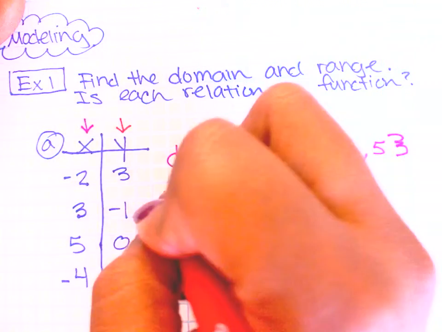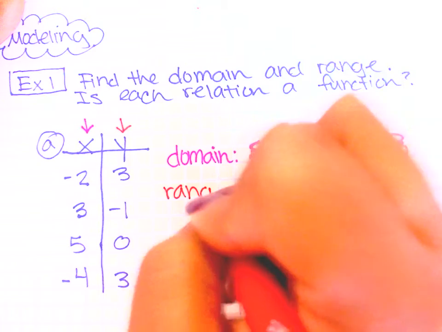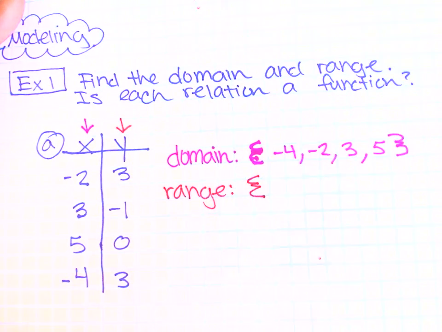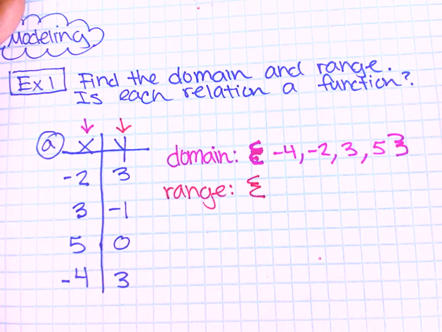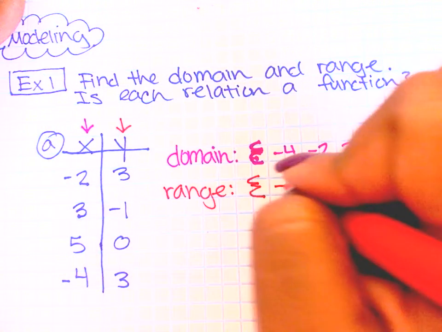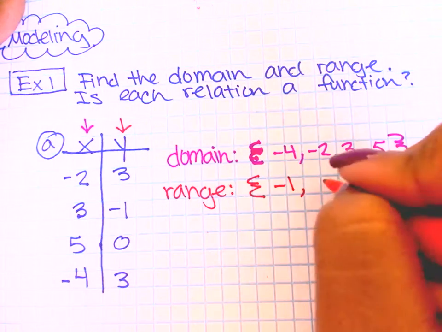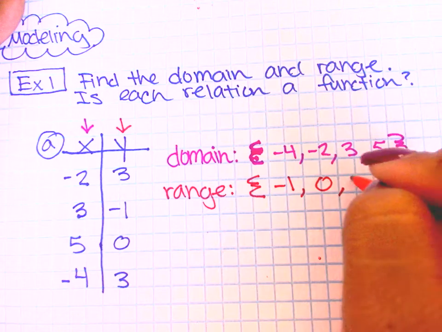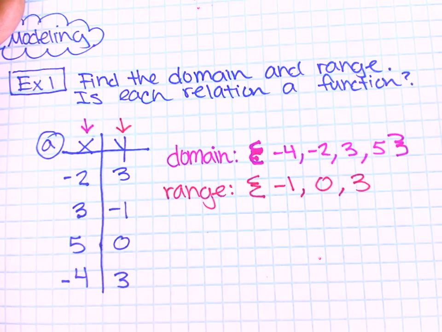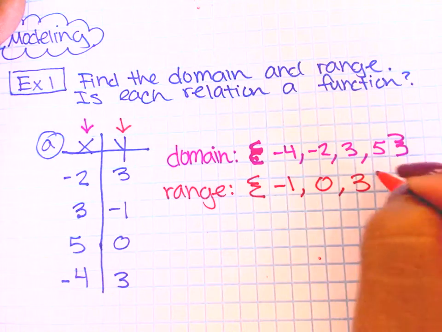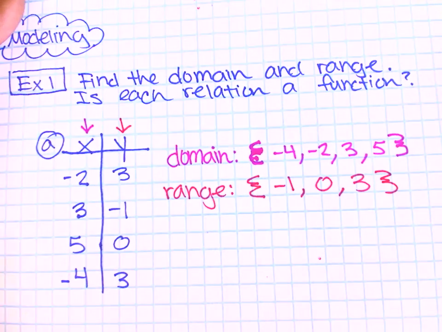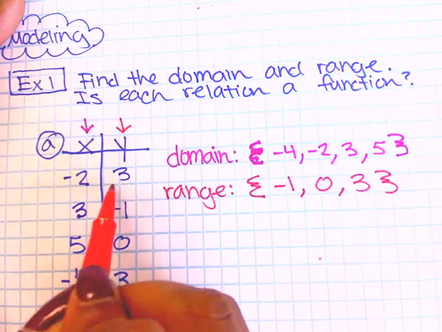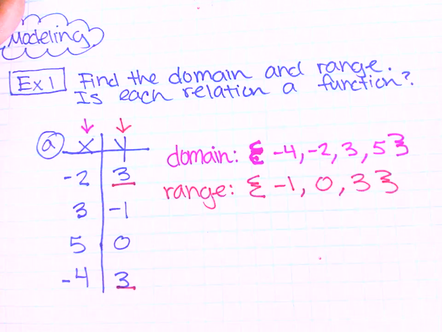Now they ask me to write the range, so I'm going to write the range down. From least to greatest, I have -1, 0, and 3. 3 is written down twice. I don't need to write it down twice. 3 is one of my sets. 3 is here and here, but I only have to write it one time.